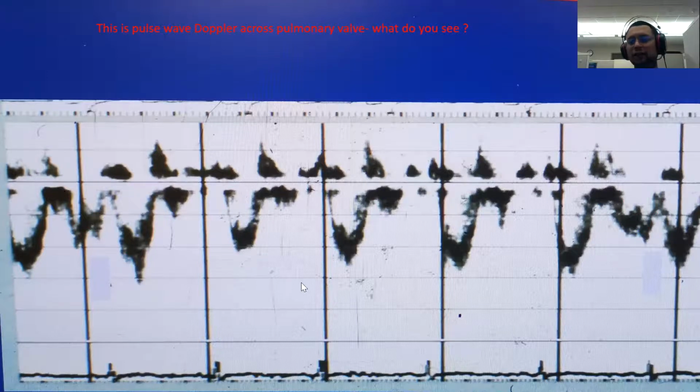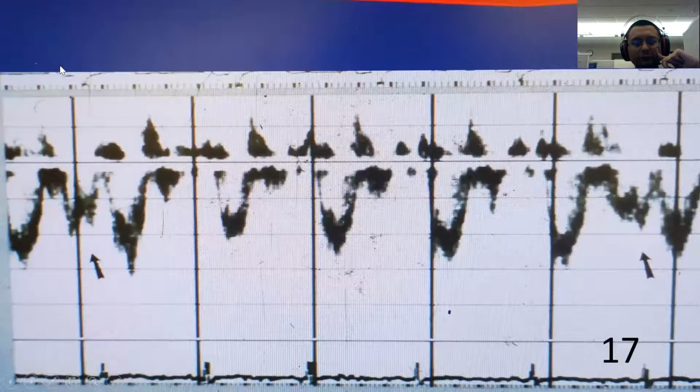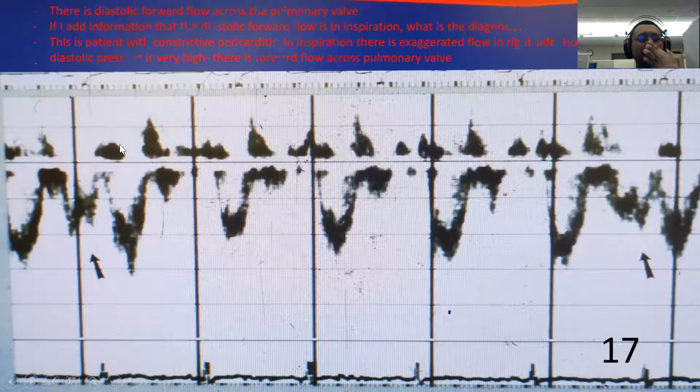This is something new that I just learned. That might come in the exam. You almost finished. Okay. So constrictive pericarditis. All right.